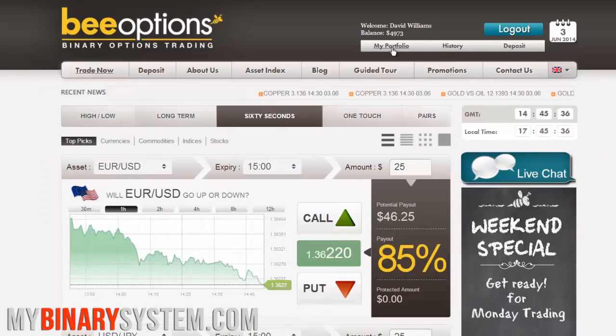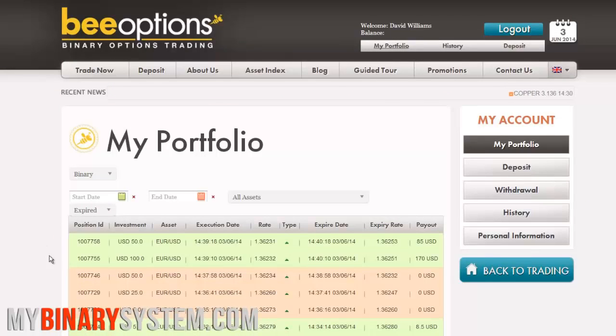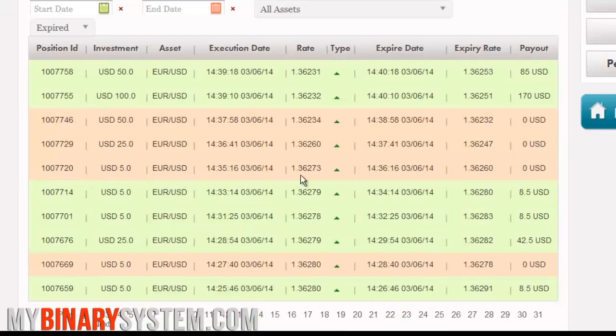Now, with Beeoptions, you can see the expired positions here. Now, you can see the positions that we have submitted earlier, the $5, which was a losing trade with an actual payout of $0, the $25 trade submitted with a payout of $0, the $50 losing trade with a payout of $0, and the two winning trades with a total payout of $255 total. There's the $100 trade, which had a payout of $170, and the $50 trade, which had a payout of $85.